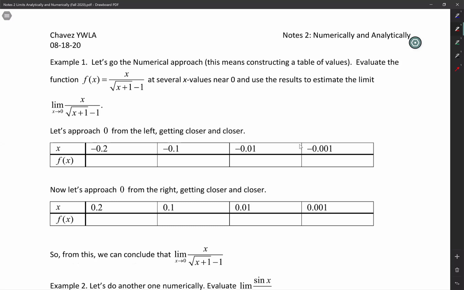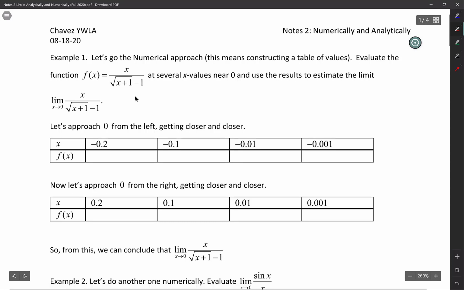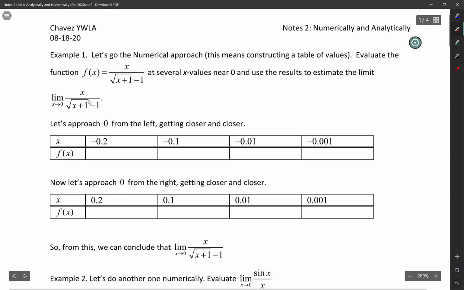All right. So this is notes 2 for the second day. And it says, let's go to the numerical approach. This means constructing a table of values, evaluating the function at several x values near 0, and using the results to estimate the limit. Okay, so I have this function. And yes, I can look at a graph to see what happens.